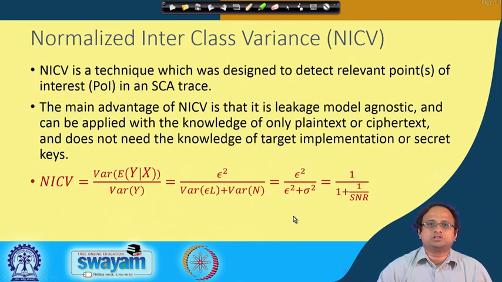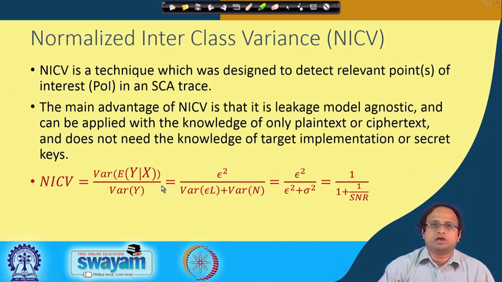So, once we have defined the value of SNR, we are all set to see how NICV can be defined. NICV, as I said, is a technique which was designed originally to detect the relevant points of interest in a side channel attack trace. The main advantage of NICV is that it is leakage model agnostic, and can be applied with the knowledge of only plain text or cipher text, and does not need the knowledge of the target implementation or the secret key.